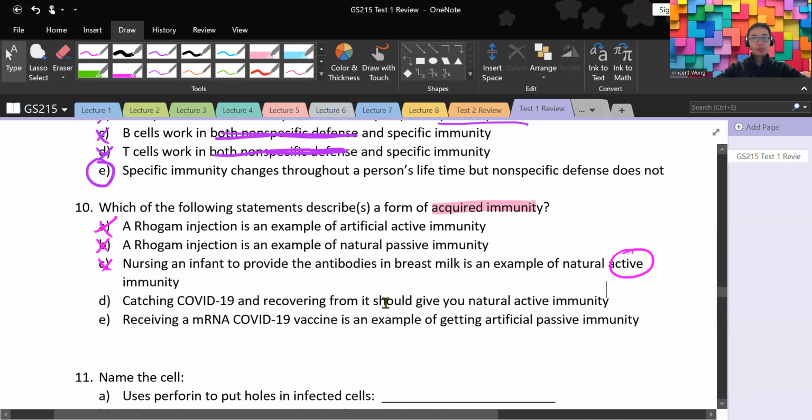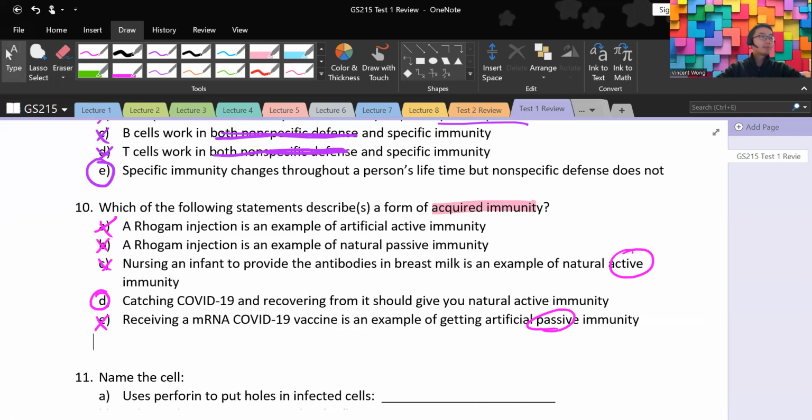Catching COVID-19 and recovering from it should give you natural active immunity. That's the correct one. Okay, you naturally caught a disease, you recover from it by making your own antibody, right? That's natural active. Receiving an mRNA COVID vaccine is an example of artificial passive. It should be artificial active. Okay, so the correct answer is D.